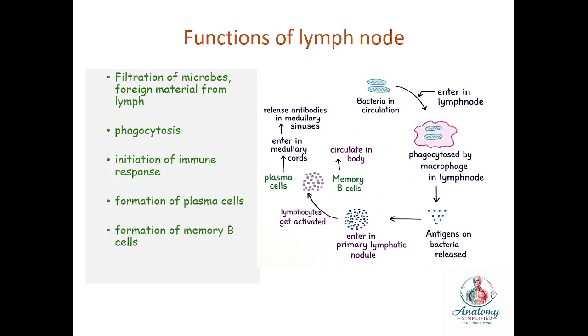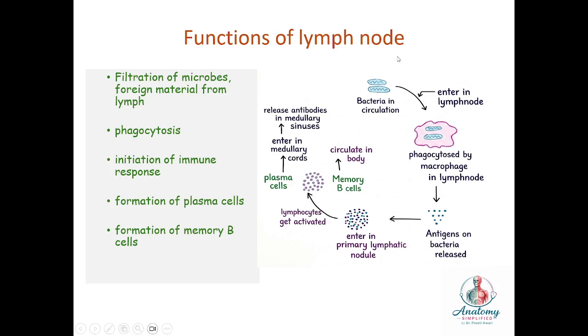So they will go to any part of the body through blood or through lymph. They will be circulated in the body. They come out through the efferent lymphatics so that they can travel in the body, and wherever they come across that specific antigen, again they will get activated.